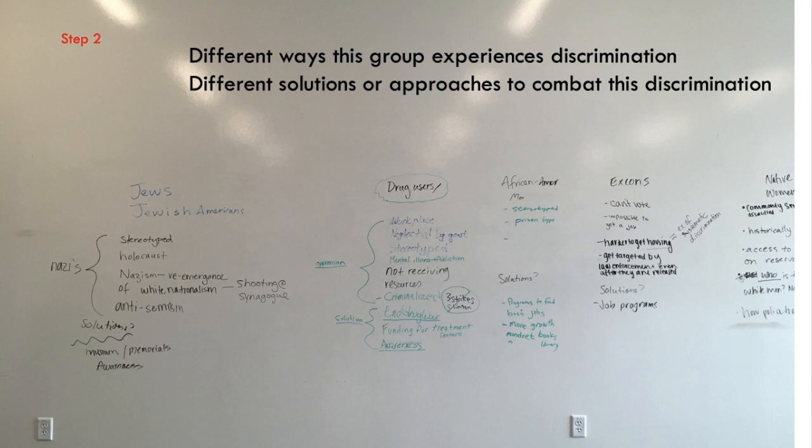For ex-cons and for African American men, they may be more likely to be stereotyped or targeted by law enforcement. Now, for solutions, for African American men, perhaps coming up with programs to find jobs. For ex-cons, it's kind of the same thing, but passing laws that let them vote, awareness, things like that. So this is the heart and soul of the paper, the way the group experiences discrimination and then different approaches to combat that discrimination. So definitely pause and think through your topic in these two categories to make sure there's at least some things that are coming to mind.